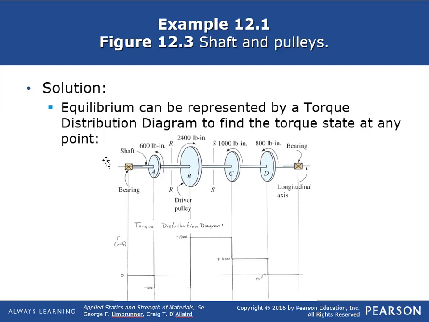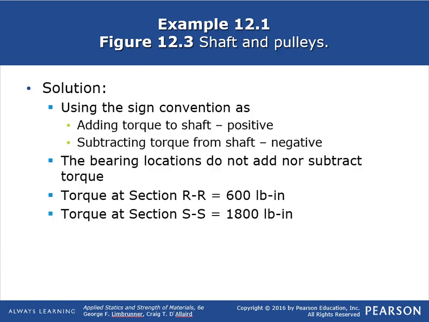Therefore, at section RR, the torque is 600 pound-inches, and at section SS, it's 1,800 pound-inches. So using the sign convention that adding torque is positive and subtracting torque is negative, where the bearing locations neither add nor subtract torque, the torque at section RR is 600 pound-inches, and the torque at section SS is 1,800 pound-inches.